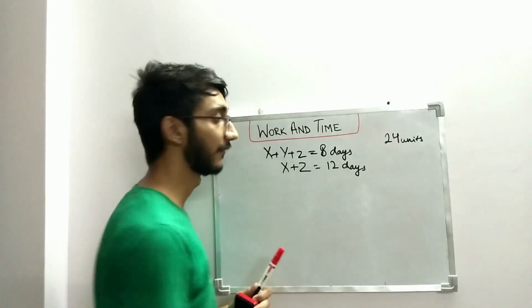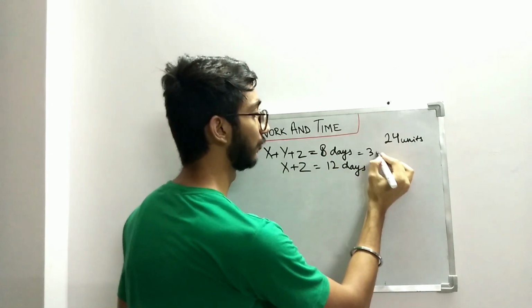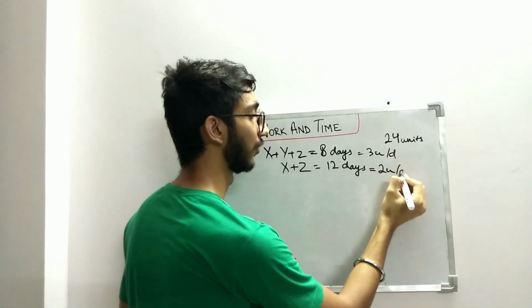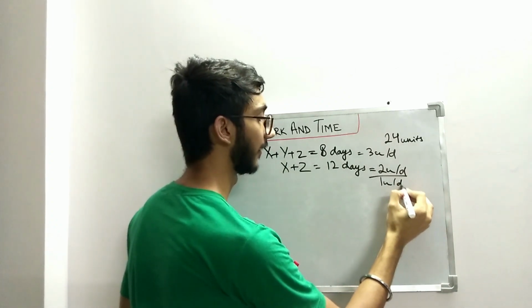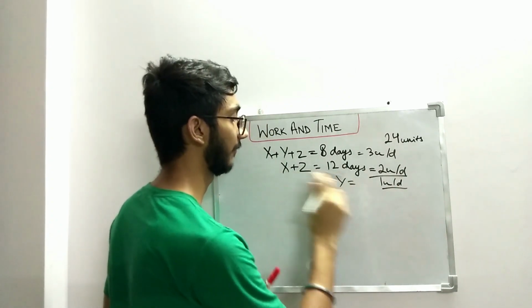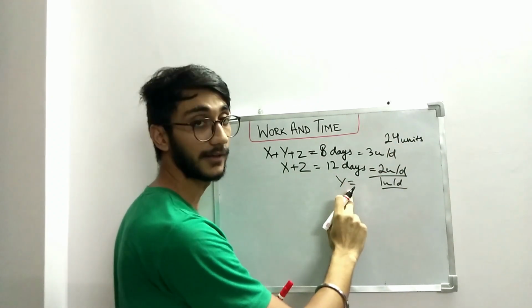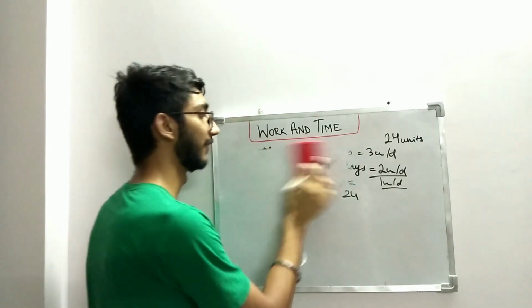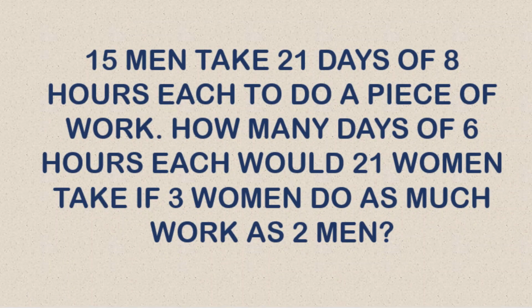So if the total work is 24 units, X, Y and Z do it in 8 days. That means they do 3 units per day, and X and Z do 2 units per day. So if I subtract them, I'll get 1 unit per day, and I'll get Y. That means Y does 1 unit per day and the total work is 24 units. That means Y will take 24 days to complete the whole work. It was a very simple question. So moving on to the next question, you can read it on your screens.